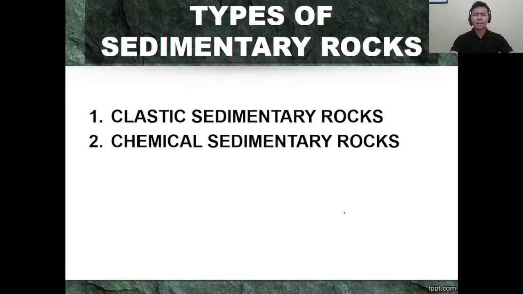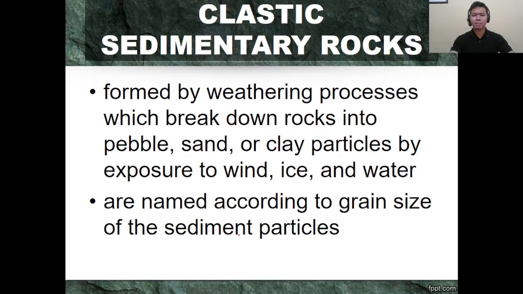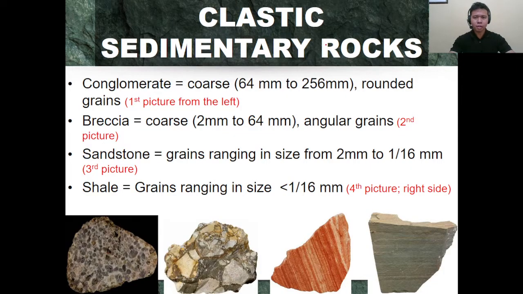Now, there are two types of sedimentary rock. We have clastic sedimentary rock and chemical sedimentary rock. For clastic sedimentary rock, they are usually formed by the weathering process. Okay, breaking down larger rock components into smaller sediments, changing its physical appearance, maintaining its chemical composition. So this is for clastic sedimentary rocks. Okay, they are usually named according to grain size and the sediment particles. Let's say, for instance, we have the conglomerate.